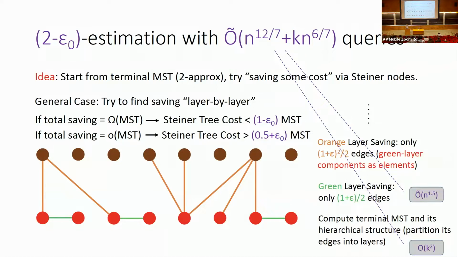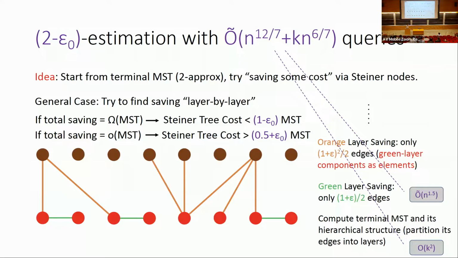So in the end, a last comment about complexity. We have an n to the 1.5 query algorithm for finding the saving. There's just a log n level of savings, so total query complexity will be n to the 1.5 poly log n. But this is based on computing a hierarchical structure of MST first, which requires k squared. So basically, initially, we get a complexity of n to the 1.5 plus k squared. But in the worst case, k can be n, so this is n squared, and it's not very good.